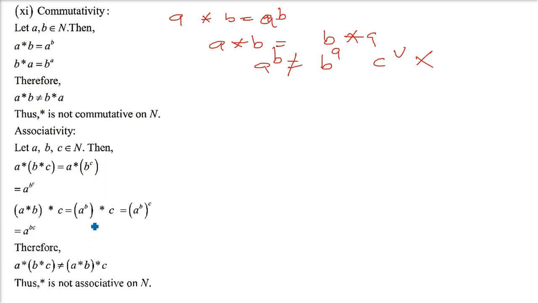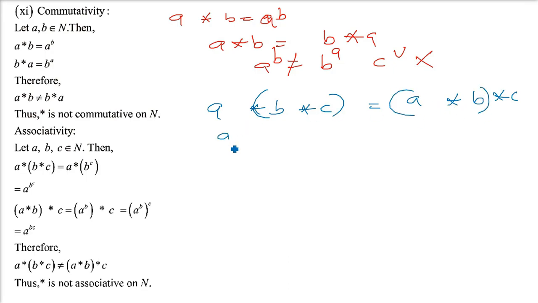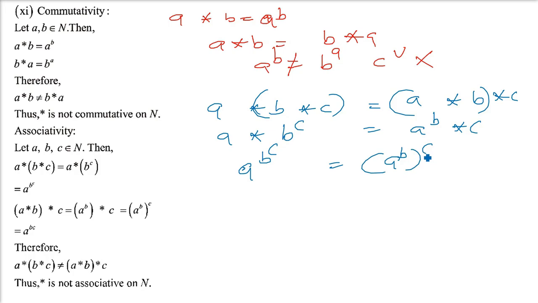Associative: (A star B) star C equals A star (B star C). We'll do BC first, and AB. So A star BC is A raised to B raised C, and AB is A raised B, and then we have C. This will be A raised to the power B^C, and then (A^B) raised to C, which is A raised to the power BC. But these are not equal, they both are different. This is not associative on N.